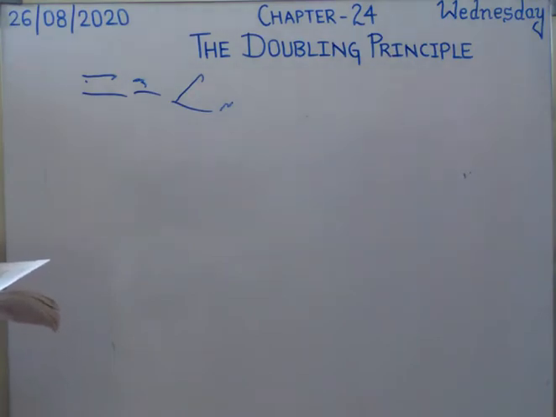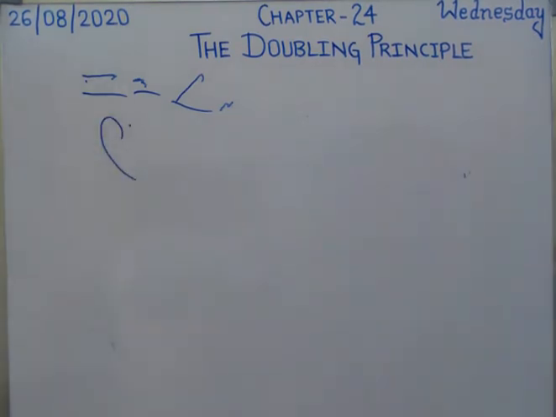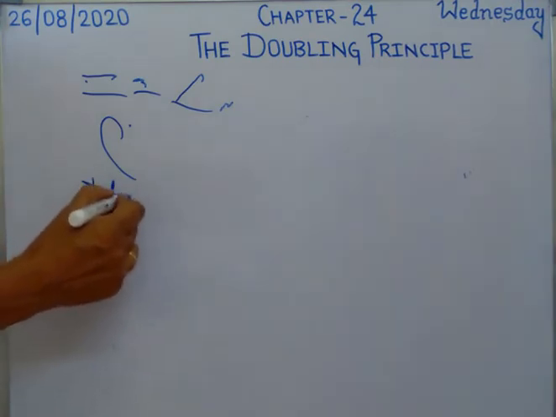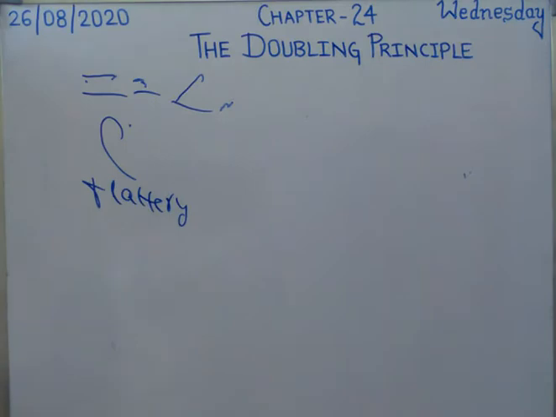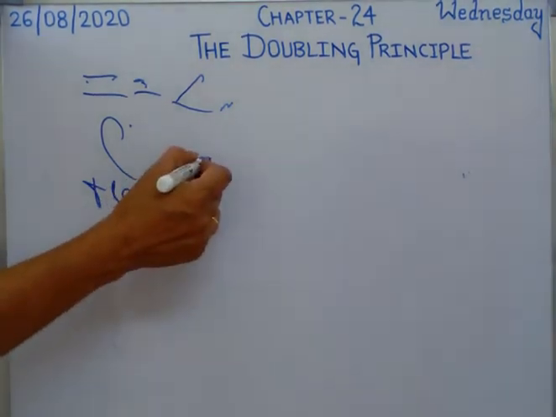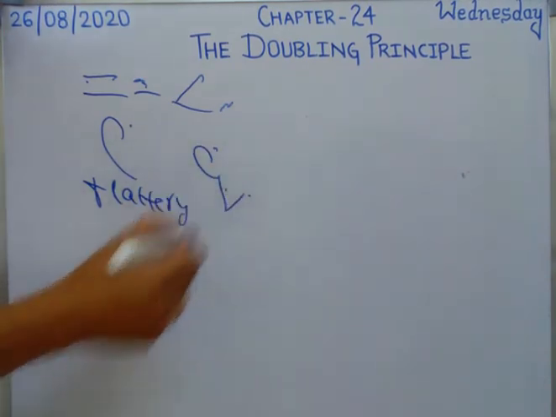We do not use the doubling principle when a vowel comes after ter or der. For example, flatter you can use, but flattery, after ter there is an e vowel. So here you cannot double. So you have to write flattery, fal, t and re. Flattery.